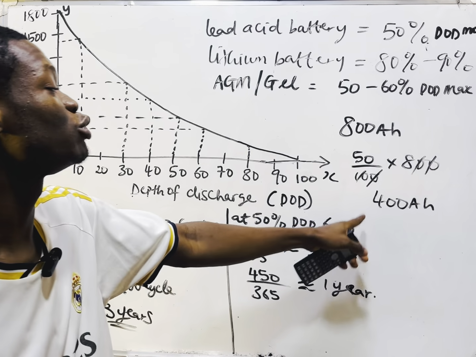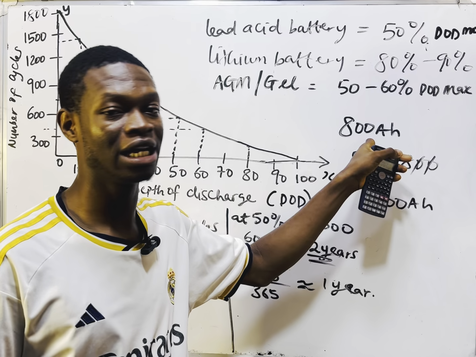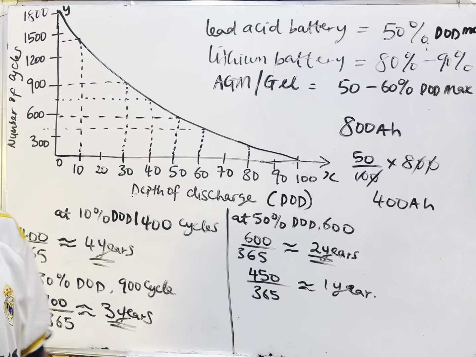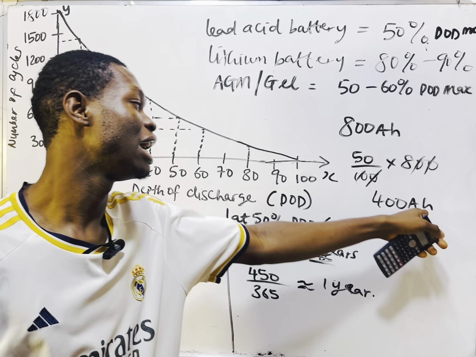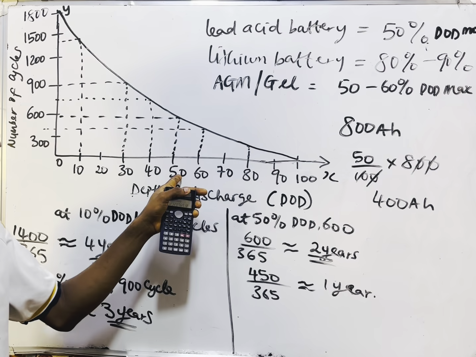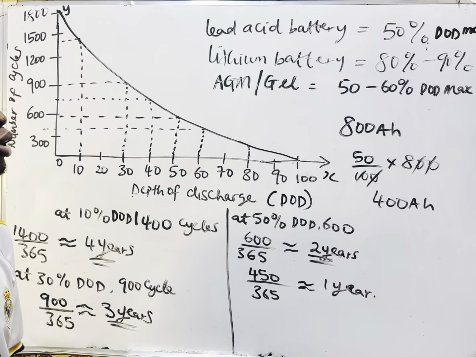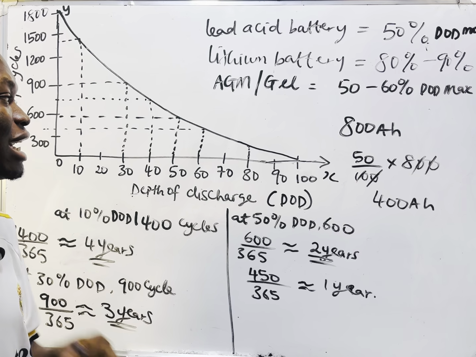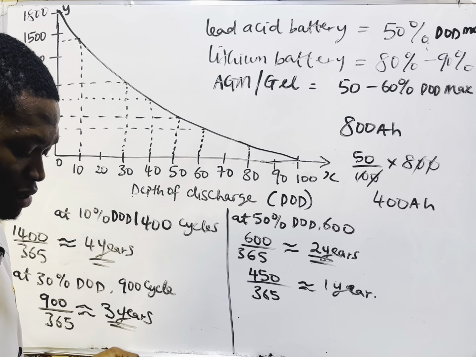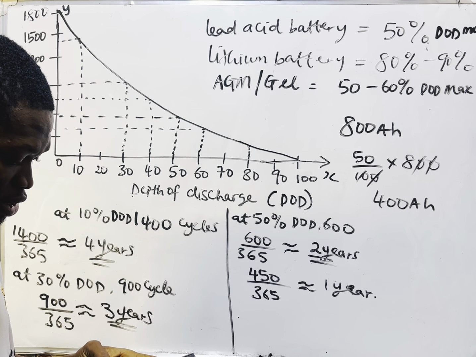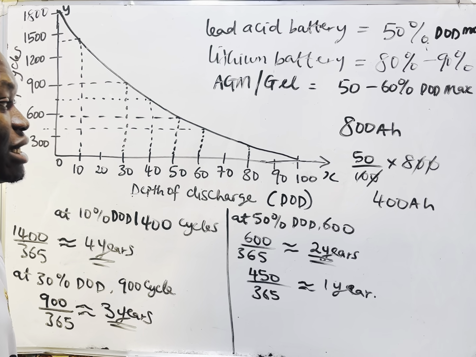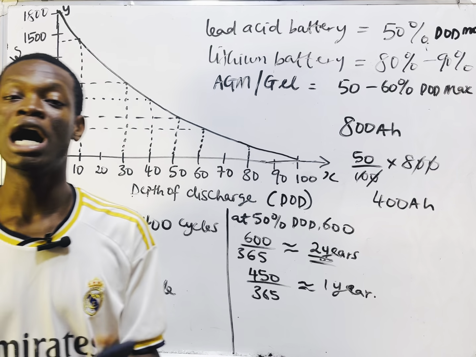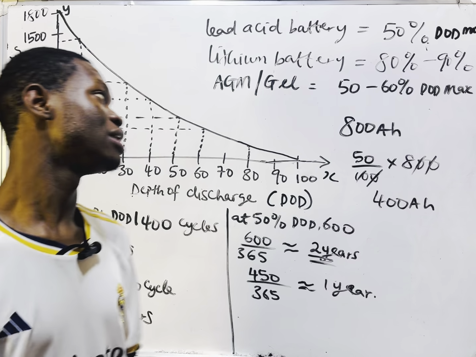So it will be drawing half the amp hour, 400 amp hour at 50% DOD. You still see that maybe at 60% it will be drawing, let me say, 6 times 8 is 480 amp hour. So do you see it? I hope this is clear to you.